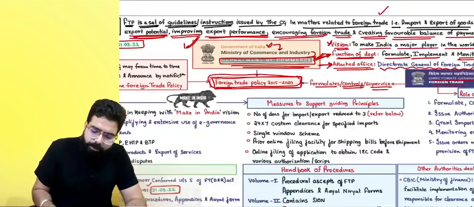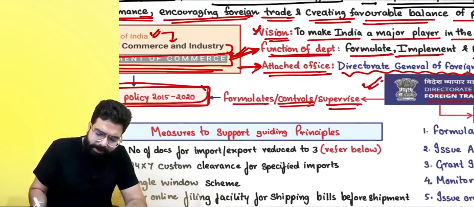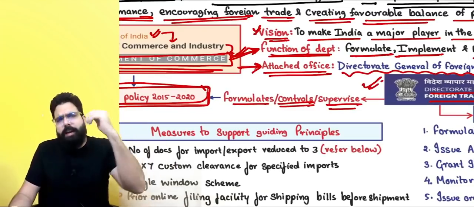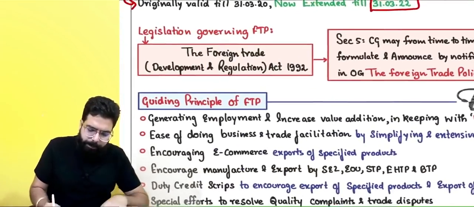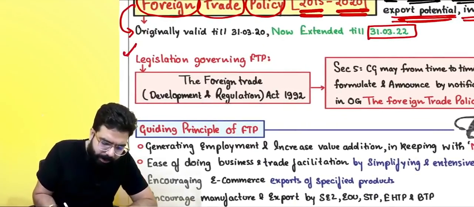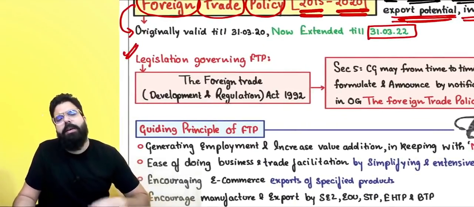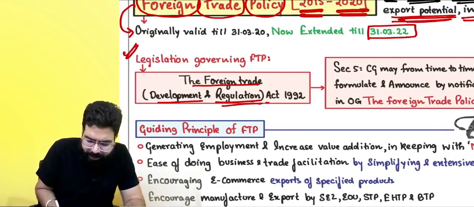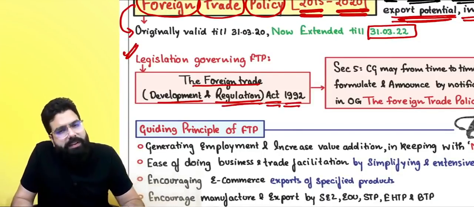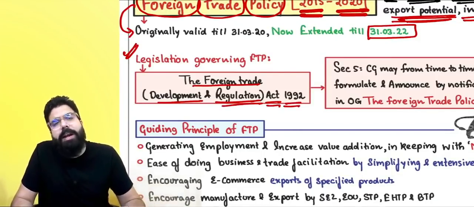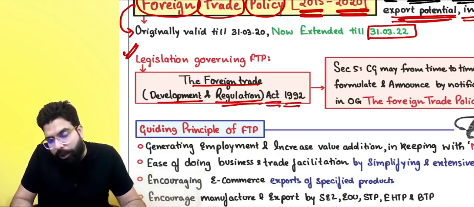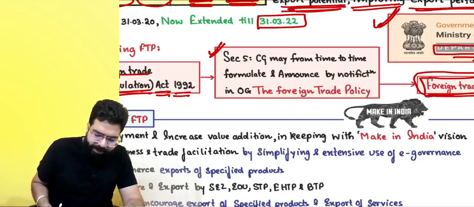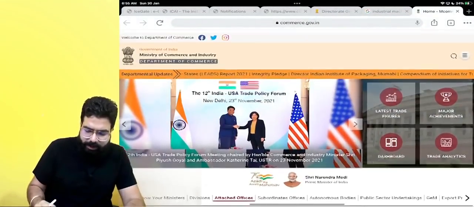Now, sir, who gave the Directorate General of Foreign Trade the power to make the foreign trade policy? Where did the power come from? The power to make the legislation governing the foreign trade policy comes from the Foreign Trade Development and Regulation Act, 1992, and there is section number 5. Sir, where do we find this act? You can go to the Director General's website.